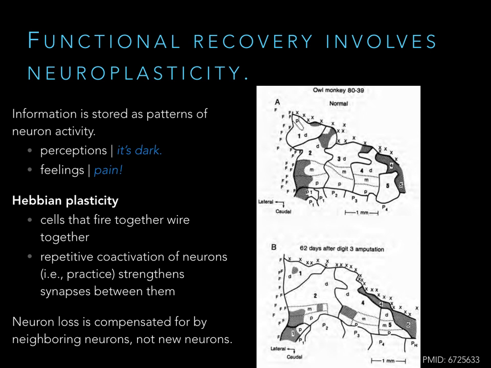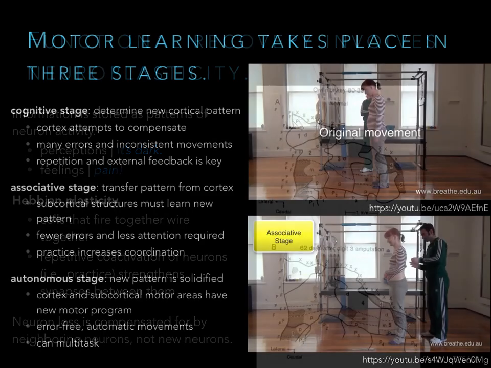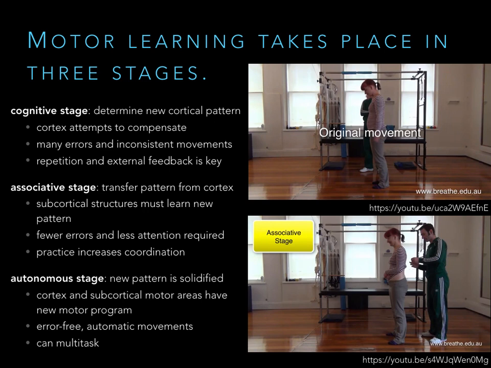In the case of stroke, it's not the loss of body part. Instead, it's the loss of neurons. And so what we have to do is rewire the patterns that we've created. And that typically involves 3 different stages.